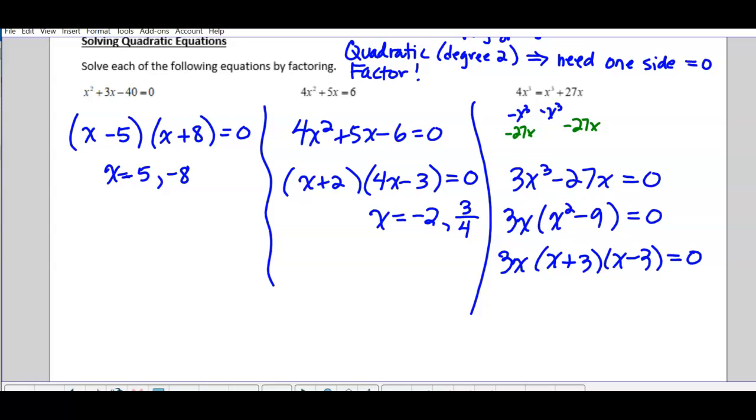For a quadratic, you can't have 3 different solutions. So here, 0, and then you can remember the short form, plus or minus 3. There's both negative and positive 3.